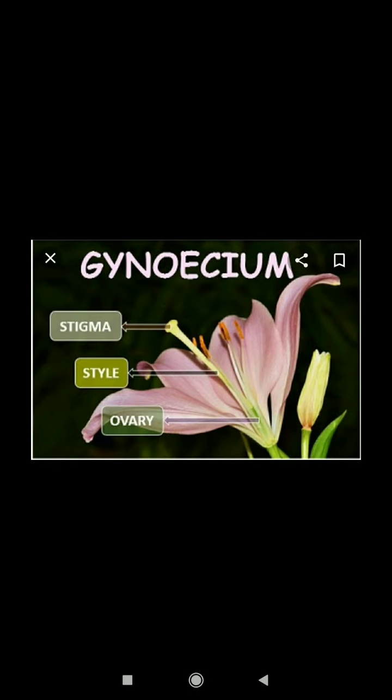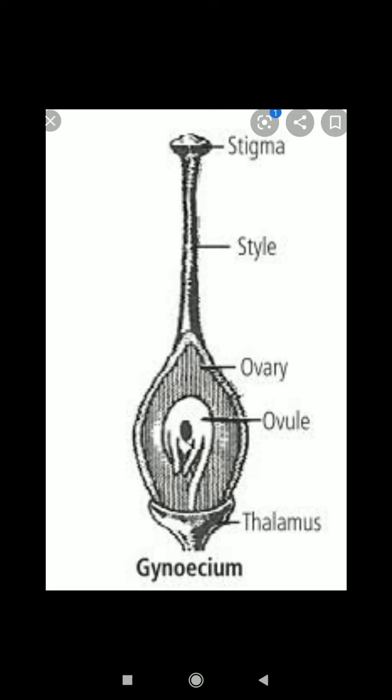And now coming to the next topic, that is gynoecium. Gynoecium is also known as pistil, and it mainly has three parts: stigma, style, and ovary. Here you can see that the stigma is a terminal knob-like part. It may be divided into two or more lobes and may assume a feathery appearance.